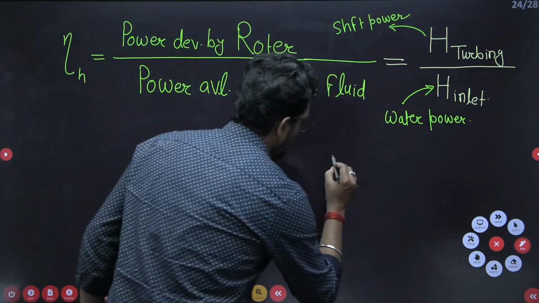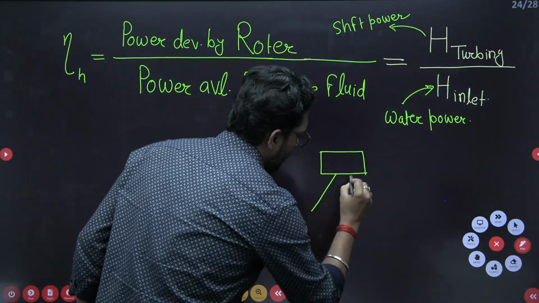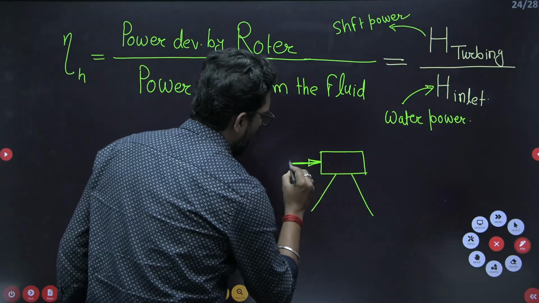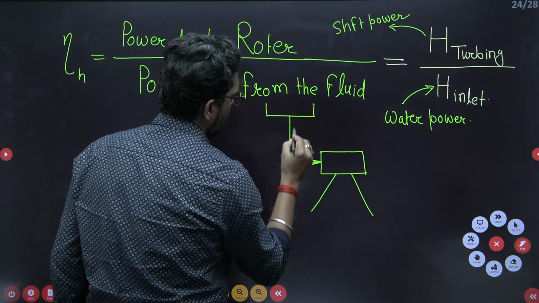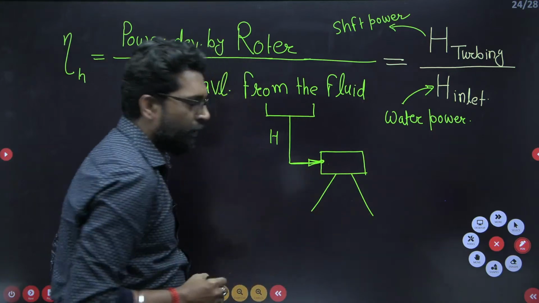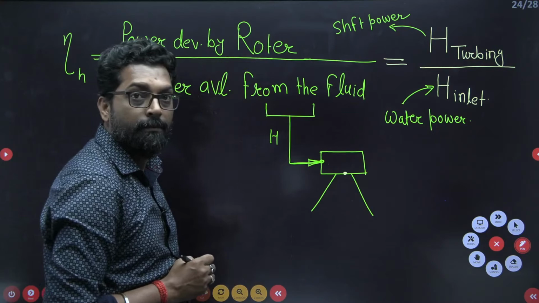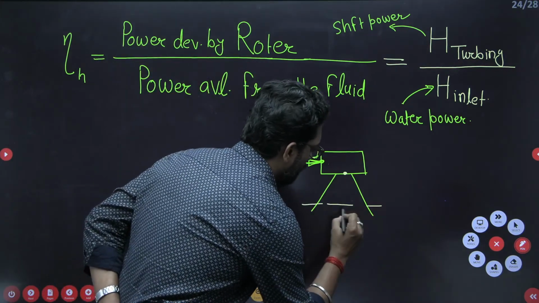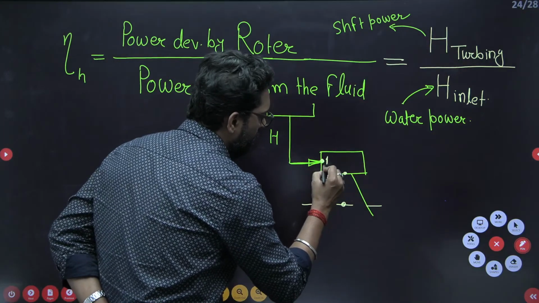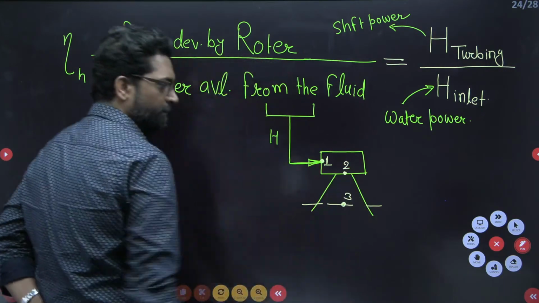Let's suppose this is your turbine, and this is your draft tube, and this is your inlet of the turbine, and this is your head at which the reservoir is there. So this is your H. This is your inlet into the turbine. This is at exit of the turbine. This is the exit at the draft tube. So these are 3 points. This is inlet to the turbine 1, this is exit from the turbine 2, and this is exit of the draft tube 3.